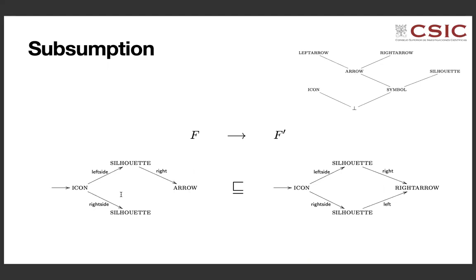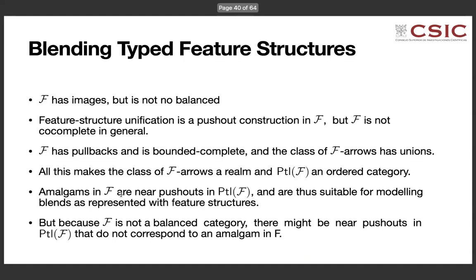So if we take subsumption as the arrows of our category, and the objects are the feature structures, then we can think about what this means for our items in this category, and whether they would be near pushouts. This category of feature structures with subsumption has images but is not balanced. Feature structure unification is the pushout construction in F, but F is in general not co-complete. We have that F has pullbacks and is bounded complete, so that we can take the whole class of F arrows as our realm.